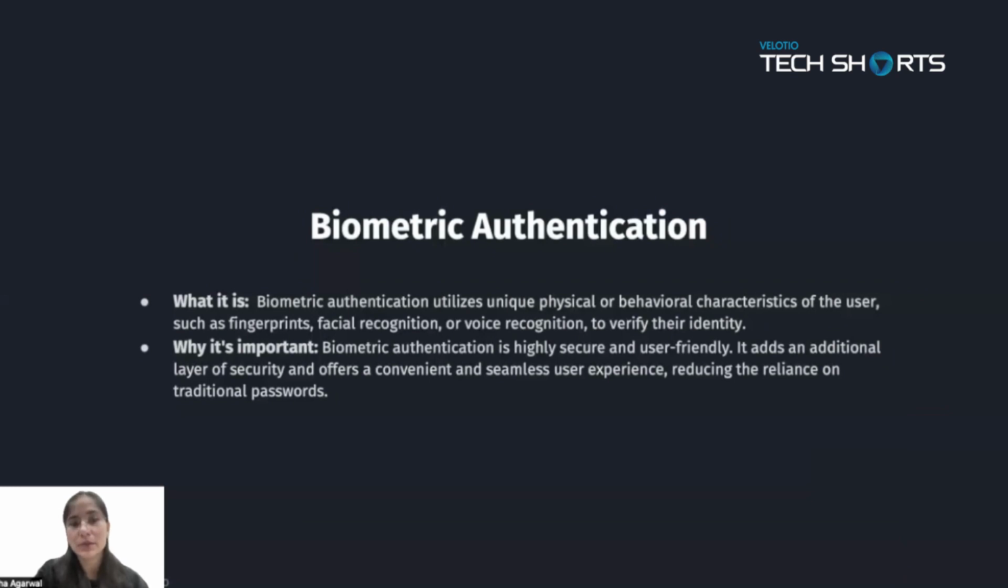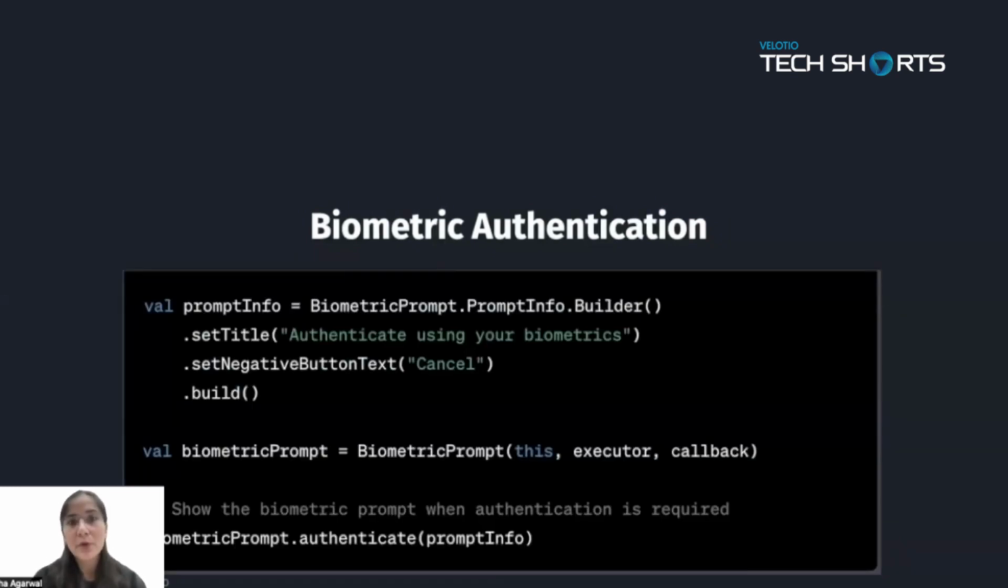on traditional passwords. So here is a small example of biometric authentication. First of all, we are configuring the appearance of the biometric prompts, such as the title and what the negative button text should be. Then we initialize that prompt, and then it asks for the user authentication trigger.